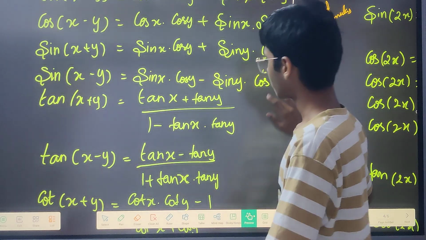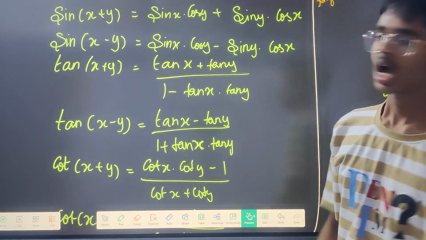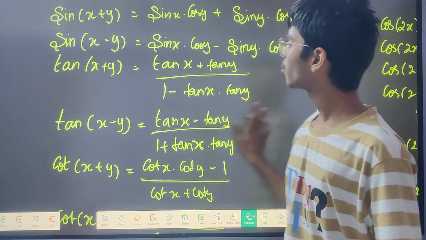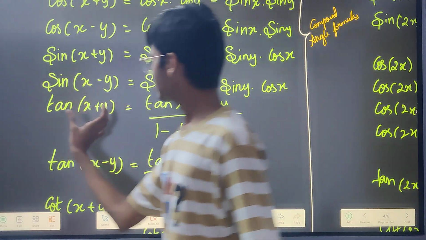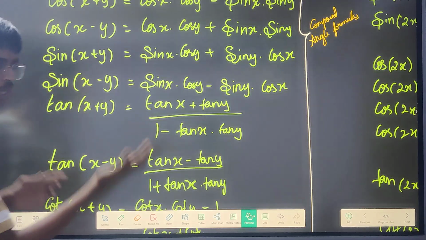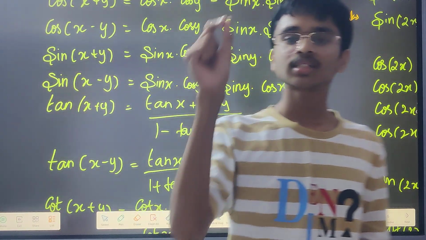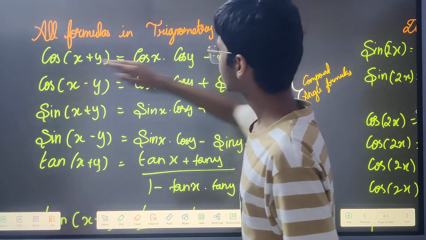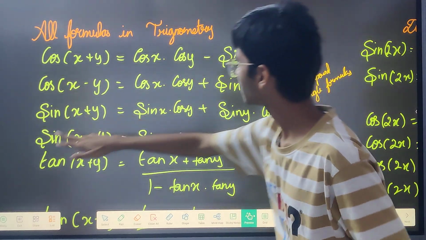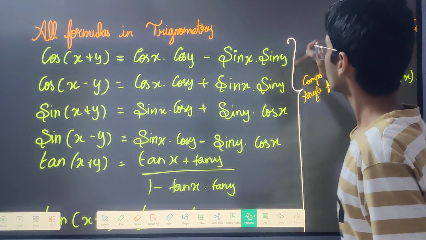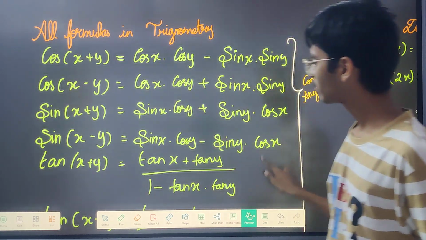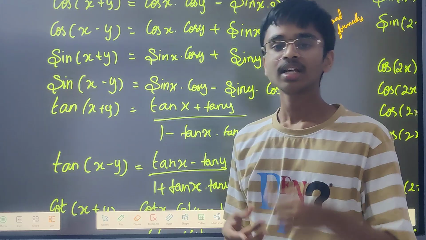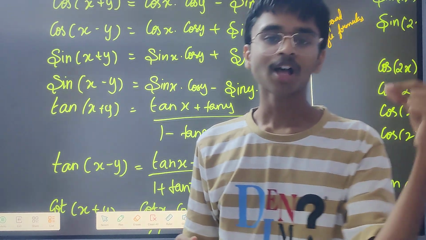Okay, well, next is going to be our tan x plus y. How is this formula going to be? We know that tan is equal to sin by cos. So to get this formula, you have to divide sin x plus y by cos x plus y. When you divide this formula with this formula, then you will be getting this formula.